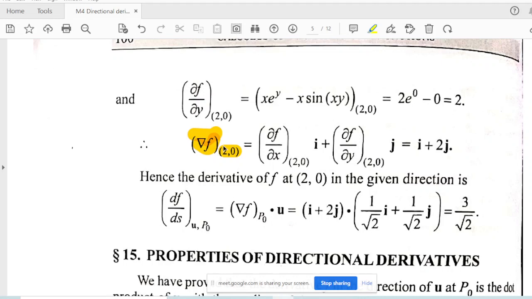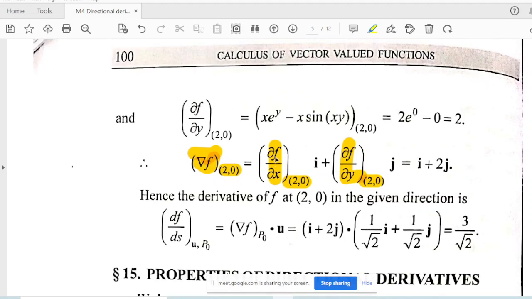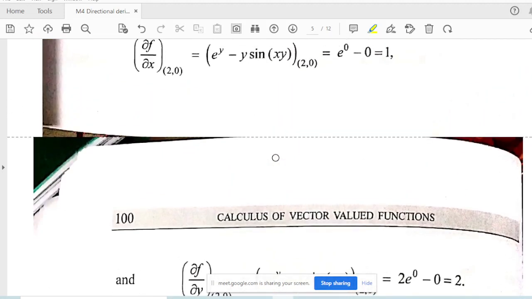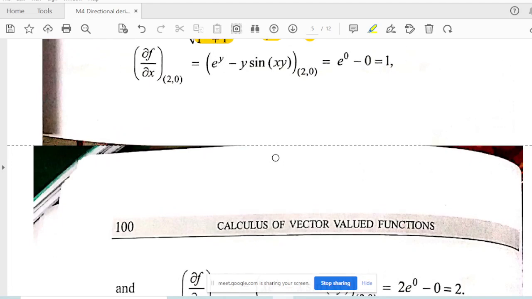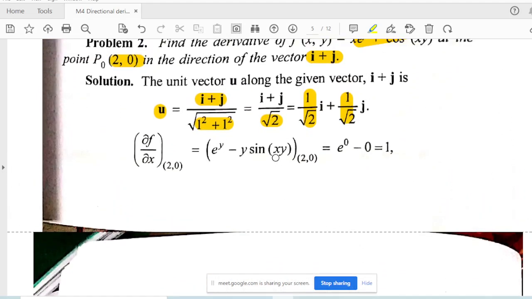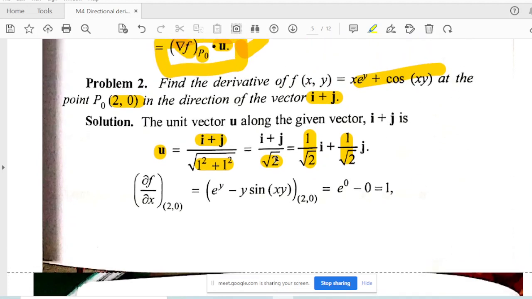So according to the definition of grad f, it is dou f by dou x i cap plus dou f by dou y j cap. We need to find both of these at the point 2 comma 0. So first we find dou f by dou x, and then put in the point 2 comma 0. Dou f by dou x means partial derivative. So the partial derivative of our given function with respect to x.